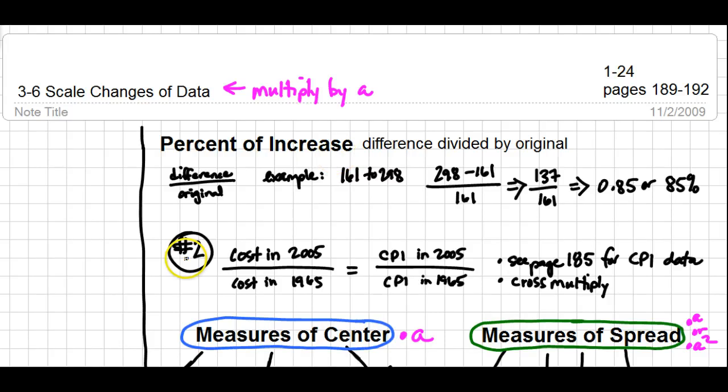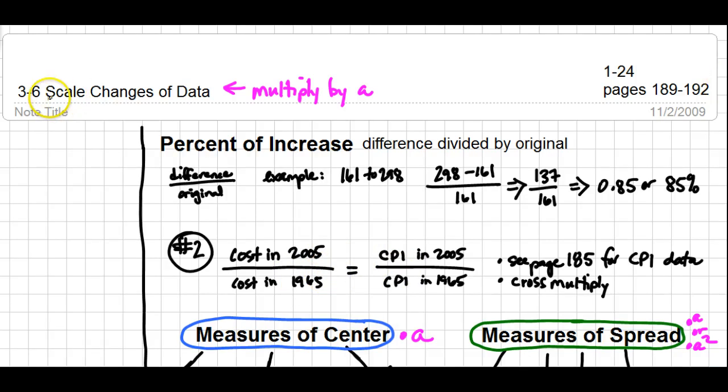Also, in the homework, students continually ask for help regarding question number 2. So I have for you here the setup for the question. You're going to set it up as a proportion of two equal fractions with cost in 2005 divided by cost in 1965. That's going to be set equal to the Consumer Price Index, or the CPI information in 2005 divided by the CPI in 1965. Students can gather that information from page 185 in their textbook. They'll be able to look for a table that has CPI data listed. Students will fill in most of the numbers here and then cross-multiply to solve for the one that's missing.